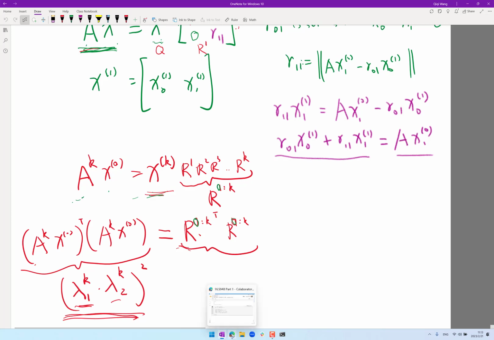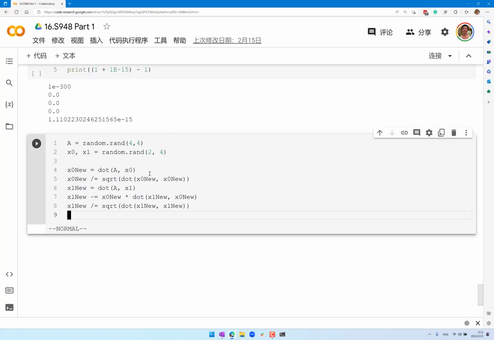So first thing is going to Python. This is the code we started last Wednesday. We randomized the 4x4 matrix. We also computed two initial random vectors, and we multiplied the matrix A with the first and second vector, and we did the normalization, the orthogonalization, and the normalization to the second vector.